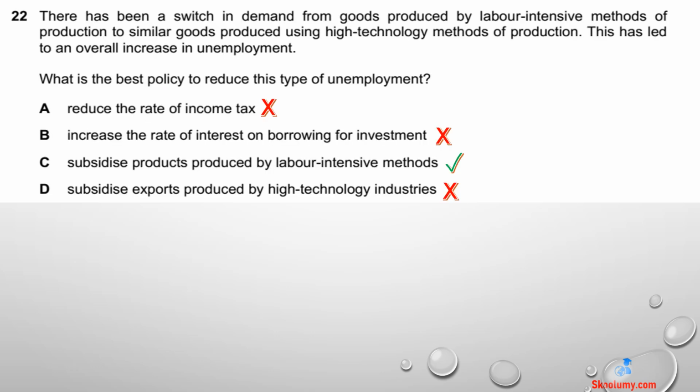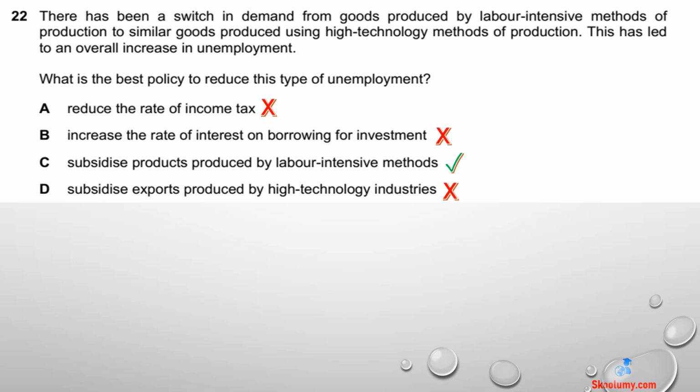Cyclical. Question 22. There has been a switch in demand from goods produced by labor-intensive methods of production to similar goods produced using high-technology methods of production. This has led to an overall increase in unemployment. What is the best policy to reduce this type of unemployment? The correct answer is C. Subsidize products produced by labor-intensive methods. Subsidizing these products will reduce their prices and increase demand for them.